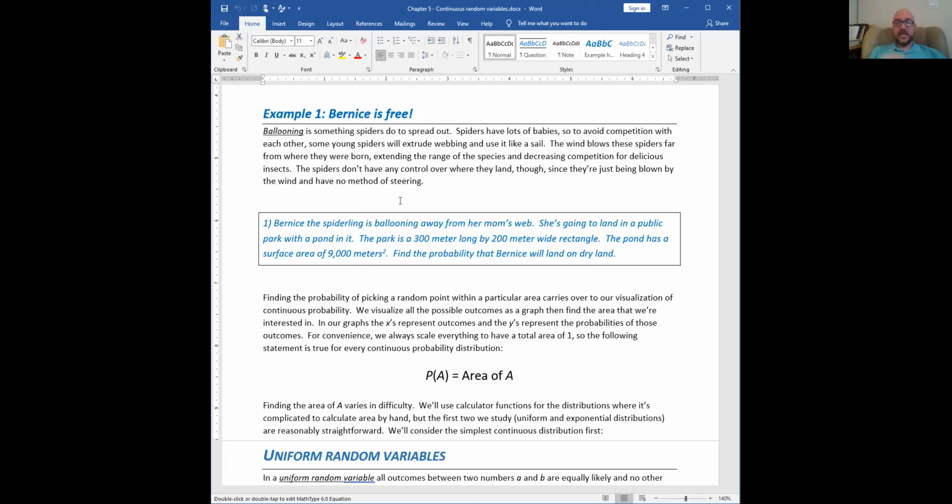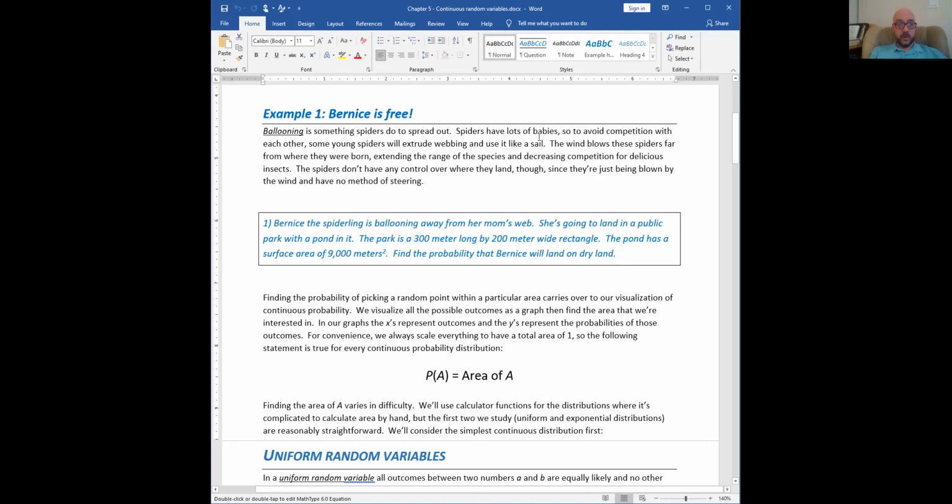Now, when they do this, they don't have any way of controlling it. They're literally just being blown by the wind. That's it. And where they land is where they land. That's their new home, basically. So Bernice here is ballooning away from mom's web, and she's going to land in a public park with a pond in it. So somewhere in this park. The park is a 300 by 200 rectangle, and the pond in the park has a surface area of 9,000 square meters. I want to find the probability that Bernice will land on dry land.